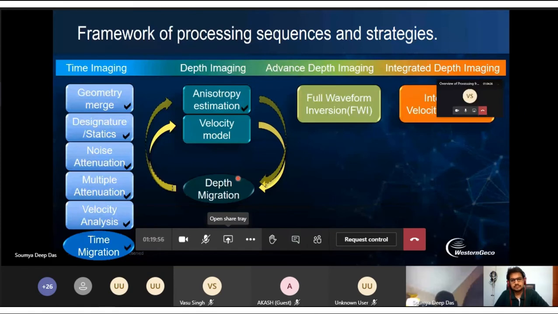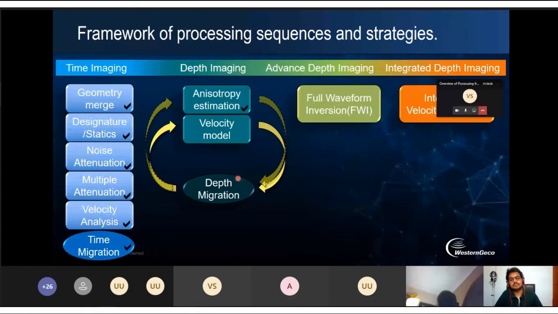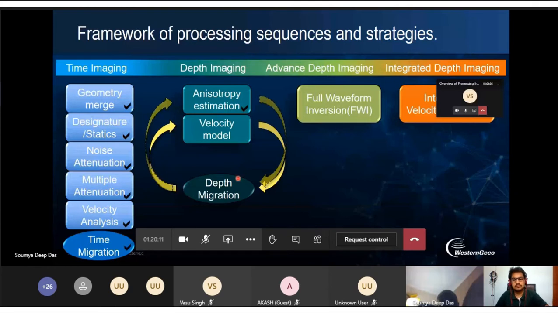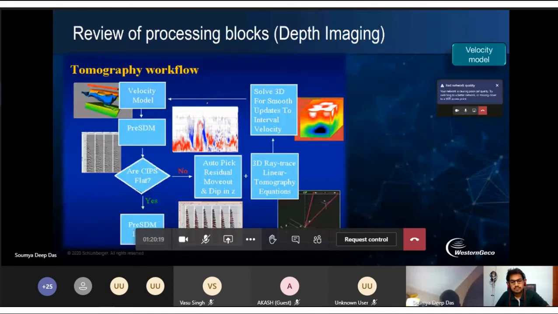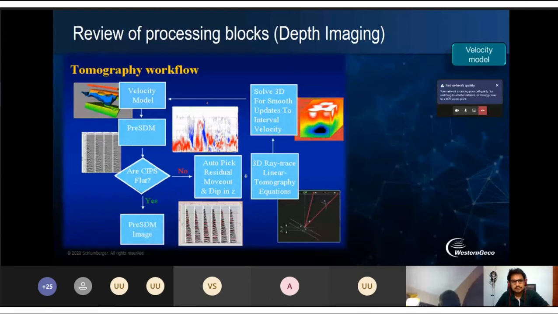If it's not flat, you go to picking and run the linear tomography equations, which is where I do the equation building and solving. Then the output of the tomography is the updated model. And then again, we run this cycle. We follow this cycle as long as possible, for any number of iterations, until we get a satisfactory RMO, which means that RMO has to be less. And when it is, we take that model for imaging.